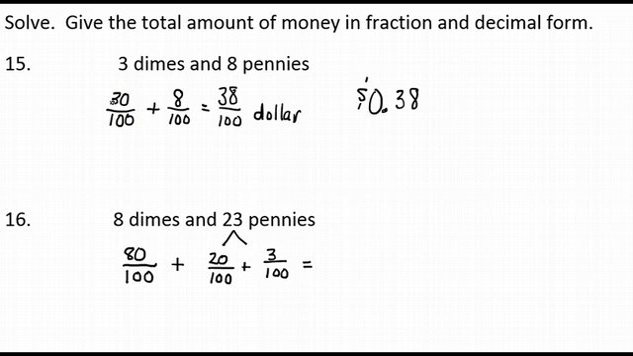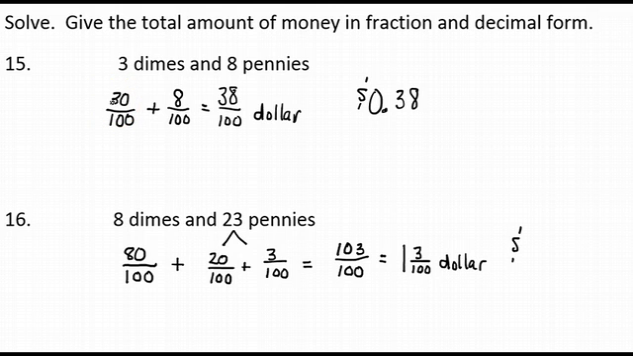80 hundredths plus 20 hundredths is 100 hundredths, plus another 3 would equal 103 hundredths. Now I can leave it that way, or I could also show that 103 hundredths is the same as 1 whole, because I have 100, and 3 hundredths left over. So 8 dimes and 23 pennies is the same as 103 hundredths of a dollar, or 1 and 3 hundredths of a dollar.